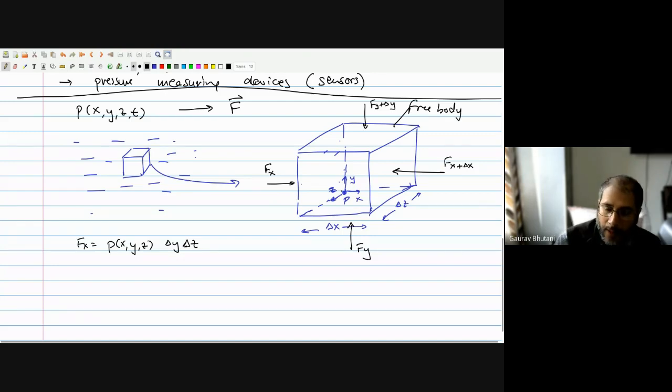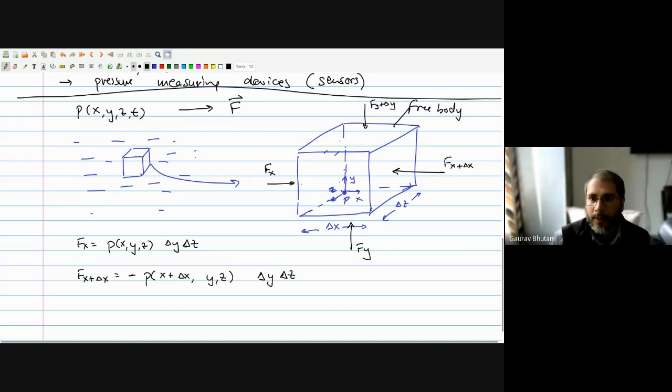Okay. And f of x plus delta x is this, but with a negative sign. I've taken the sign in because I've already given you directions. Well, in fact, then I should not be putting the sign, right? Because I've already drawn the direction. Is that clear?